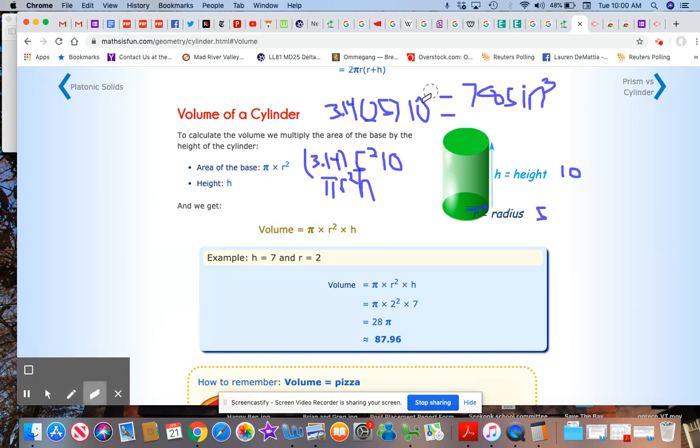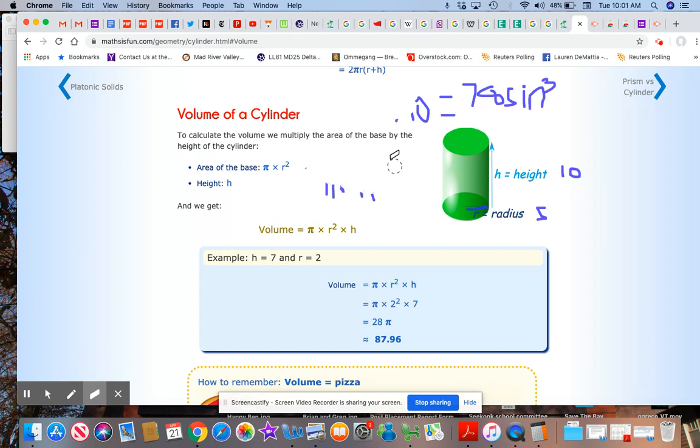Okay, so I'm going to erase all this. So again, it's pi r squared h. Pi is 3.14, r is the radius, and h is the height.